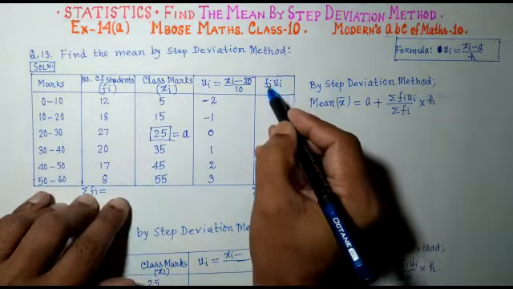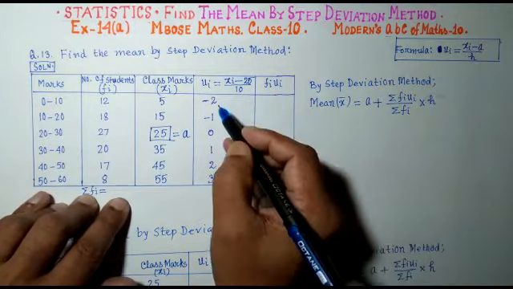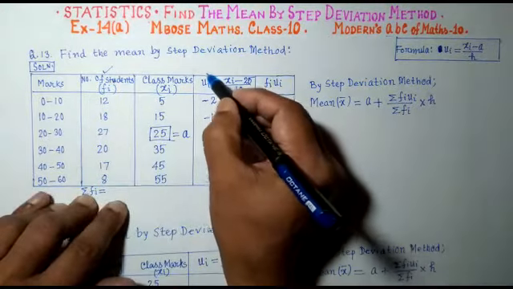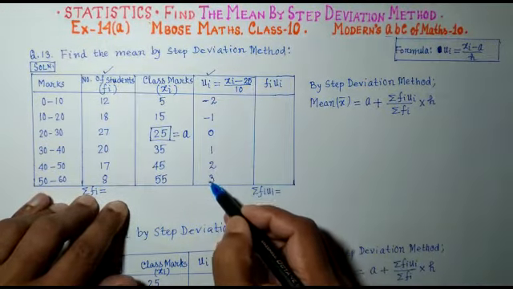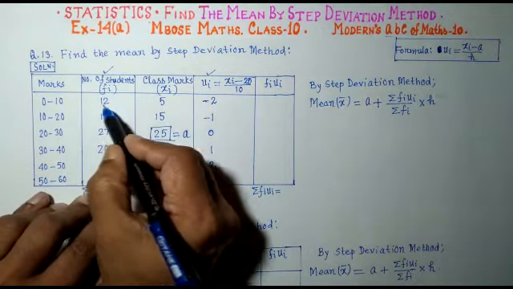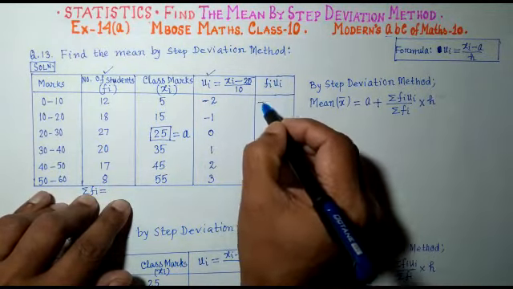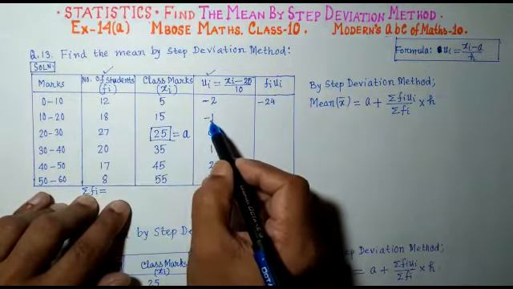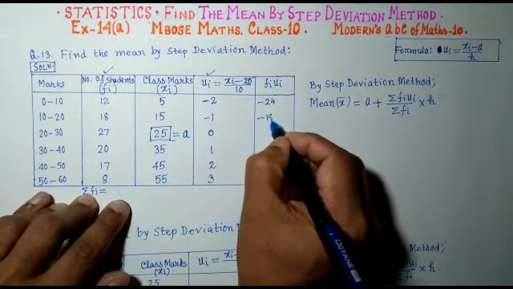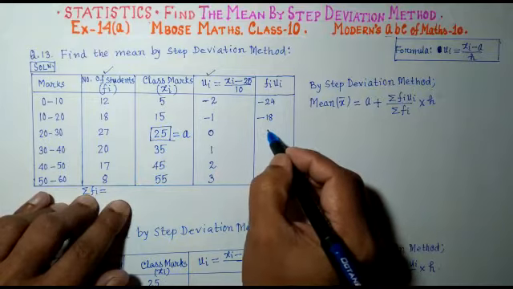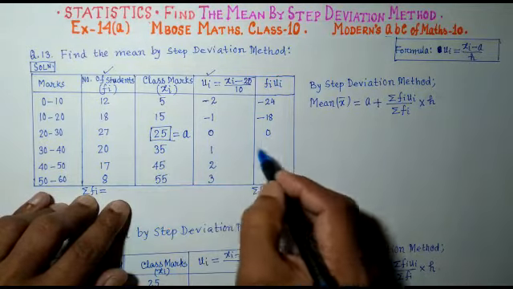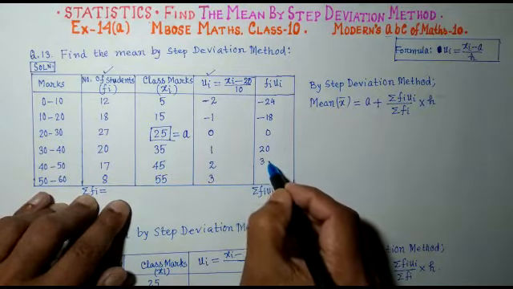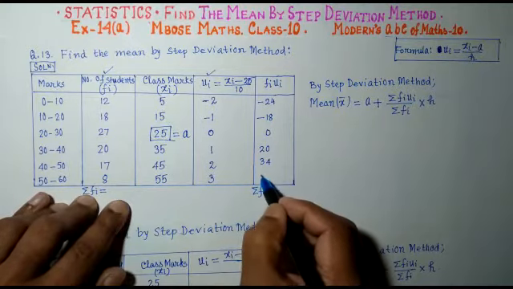The next line is fi into ui. Now we have to multiply the values of fi by the values of ui. First line: 12 into minus 2 is minus 24. These are small numbers, so multiplication is easy. Then 18 into minus 1 is minus 18. Then 27 into 0 is 0. Then 20 into 1 is 20. Then 17 into 2 is 34, and then 8 into 3 is 24.